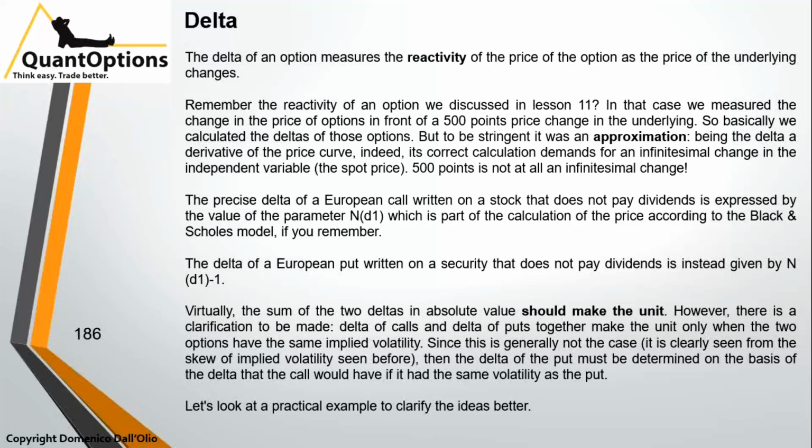However, there is a clarification to be made. Delta of calls and delta of puts together make the unit only when the two options have the same implied volatility. Since this is generally not the case, as is clearly seen from the skew of implied volatility seen before, the delta of the put must be determined on the basis of the delta that the call would have if it had the same volatility as that of the put. Let's look now at an Excel spreadsheet in order to fix all these concepts.